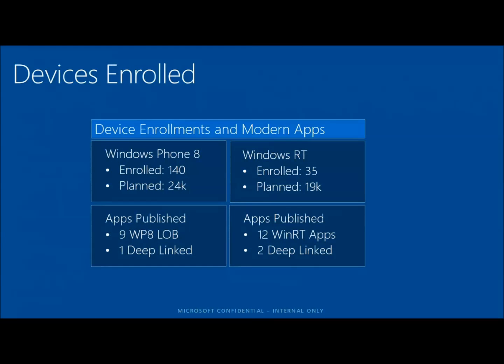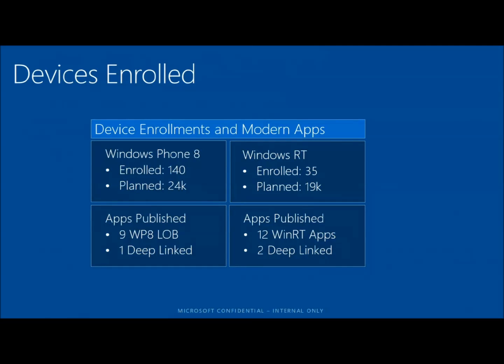Just to give an overview of the count of devices that got enrolled and the number of apps that we published, we got around 140 Windows Phone 8 devices enrolled and around 35 WinRT devices enrolled. But we are planning to see 24,000 Windows Phone 8 and 19K WinRT devices. We see this count from our Exchange connector data sync. We see all these users trying to connect to CorpNet email Exchange.